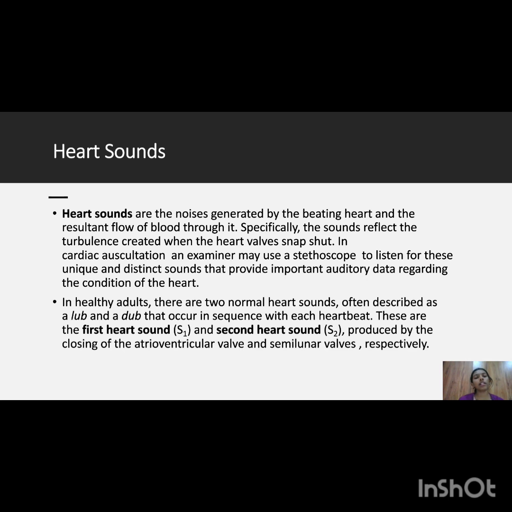In healthy adults, there are two normal sounds, often described as a lub and a dub, that occur in sequence with each heartbeat. They are the first sound S1 and the second sound S2, produced by the closing of the atrioventricular valves and semilunar valves, respectively.